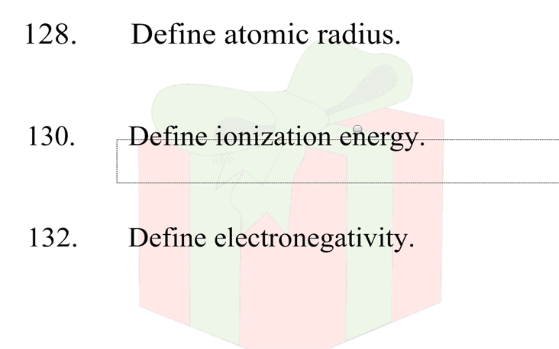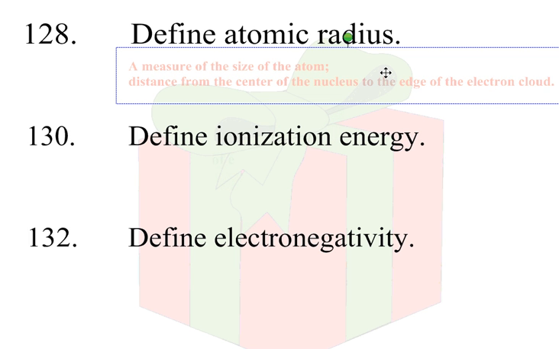Numbers 128 through 132 ask for definitions about atomic radius, ionization energy, and electronegativity. You need to know the definitions of these and then how to apply them. So the definition for atomic radius is a measure of the size of an atom, distance from the center of the nucleus to the edge of the electron cloud. So the atomic radius is about how large the atom is.